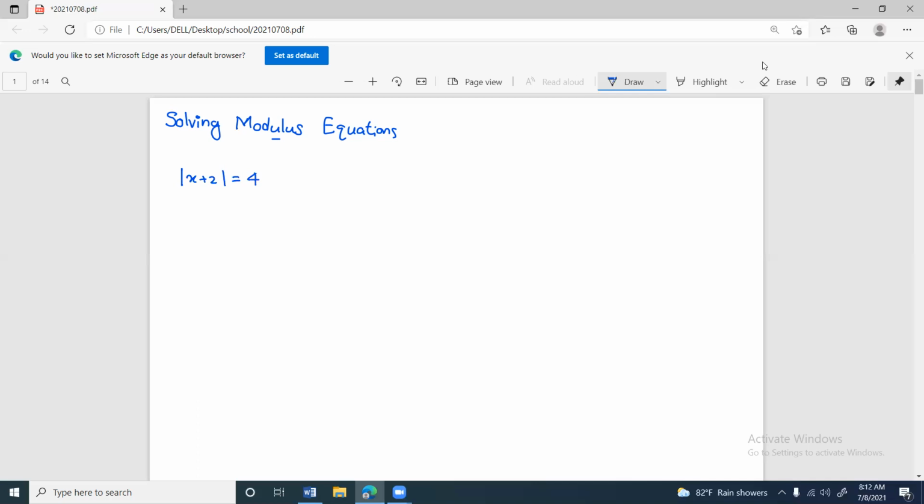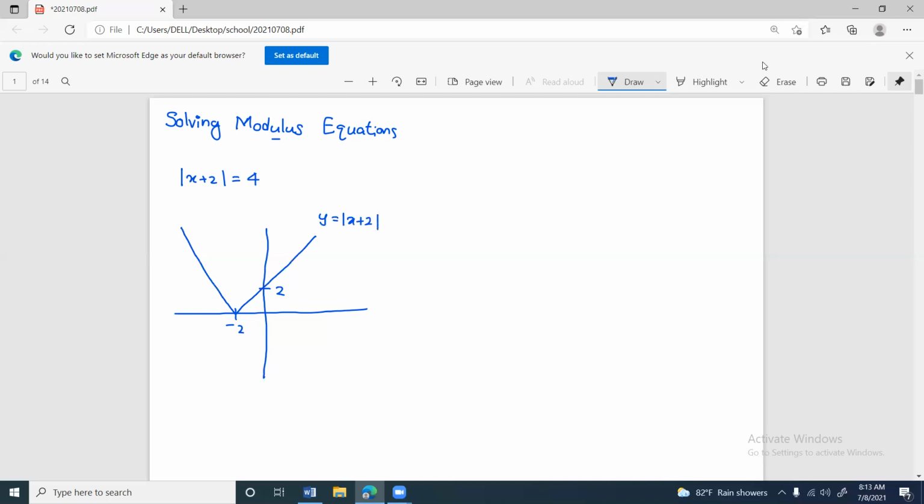Initially, let's come up with a graphical approach. We will draw the left hand side equation, that is y equals modulus of x plus 2 graph. If you draw the modulus of x plus 2 graph, it's just like this. It travels through 2 and up to minus 2, and it will reflect like this. This is the graph of y equals modulus of x plus 2.